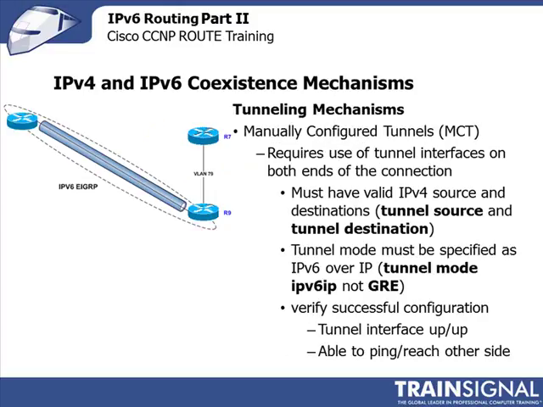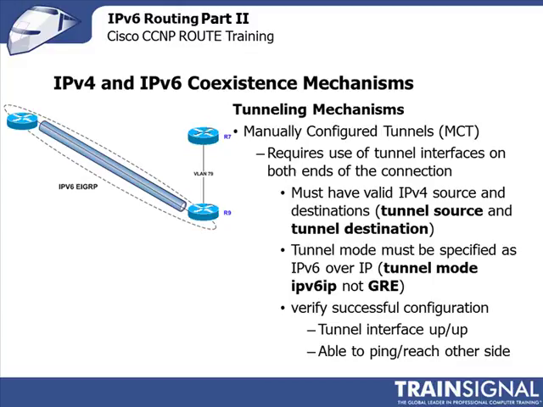Aside from dual stack solutions, which are remarkably straightforward, there are a variety of tunneling mechanisms. First, there are manually configured tunnels, sometimes just called MCT. Obviously, this requires the use of tunnel interfaces on both ends of the connection. Just for a reference point, we have our lab here. We have router 9 and router 5, and you can see there's a tunnel built between them.